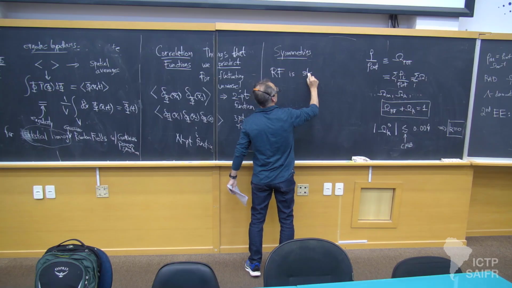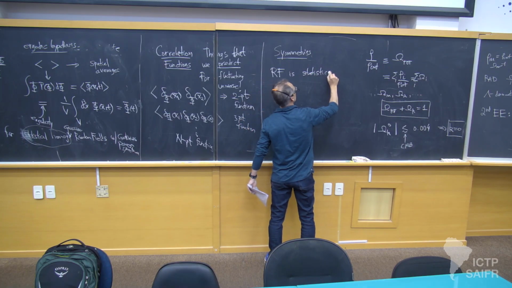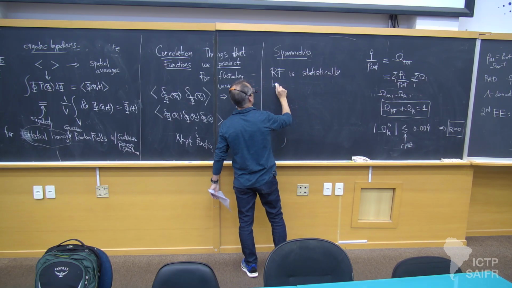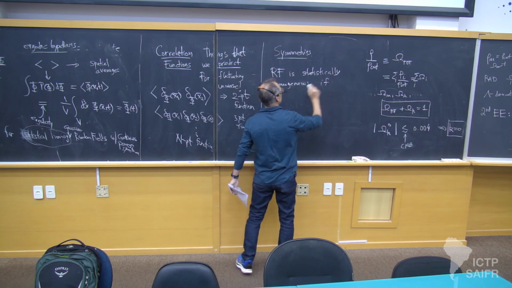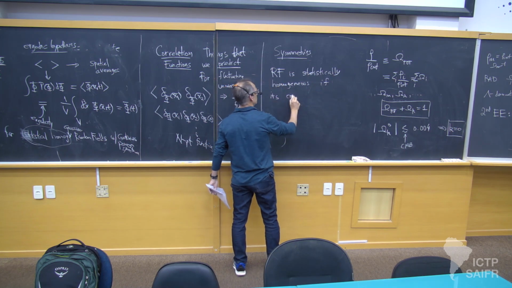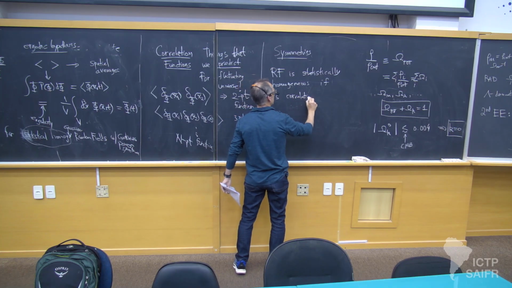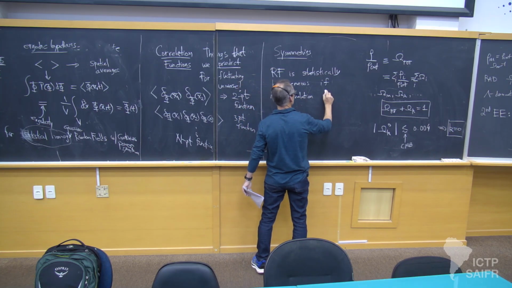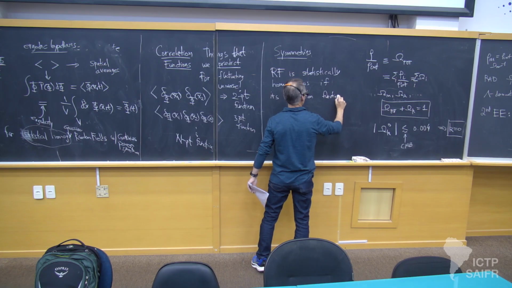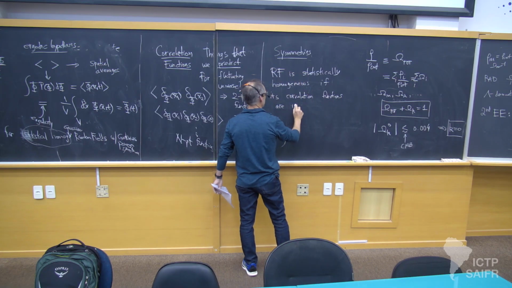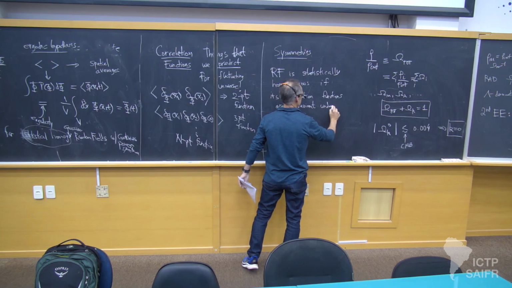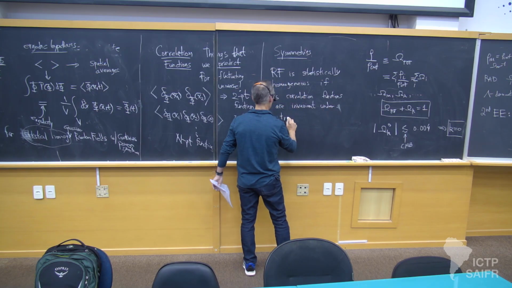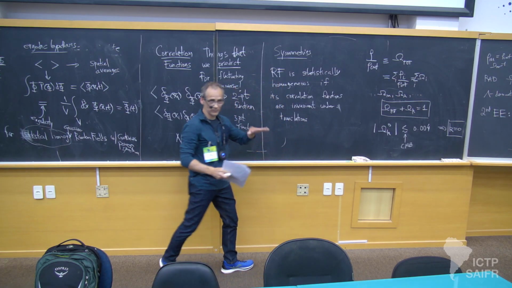So we now say a random field is statistically homogeneous if its correlation functions are invariant under translations. So notice now, same thing that we talked about for the smooth universe at the level of the field.